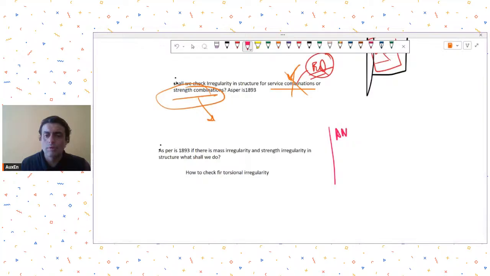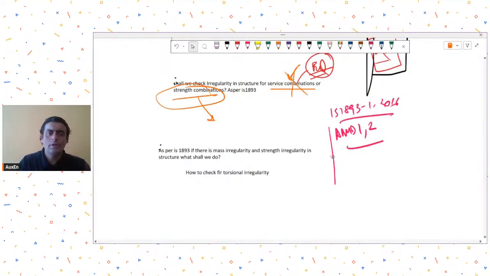So you go to Amendment 1, 2, and you go to the main code and study how the irregularities have to be checked and what their final resolution is. In most of the cases, you will be required to do the response spectrum analysis. In a couple of cases, you are required to reconfigure your structure.